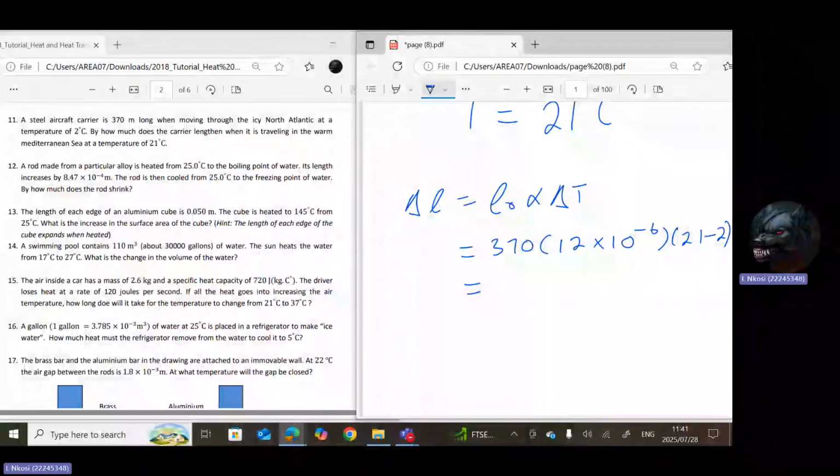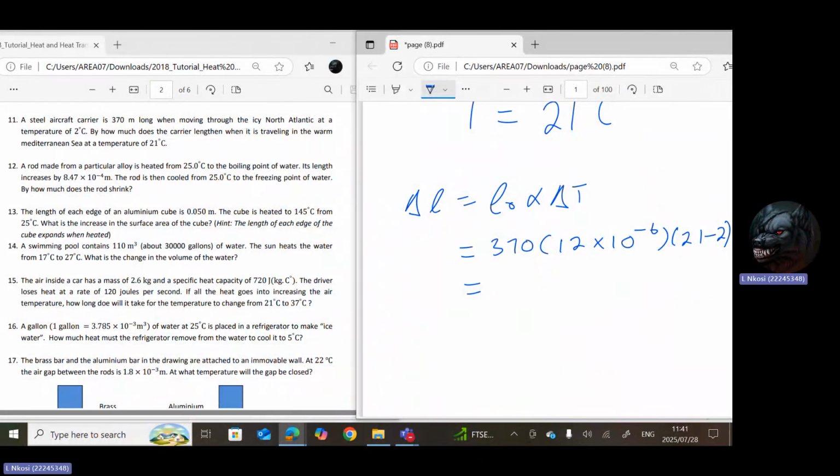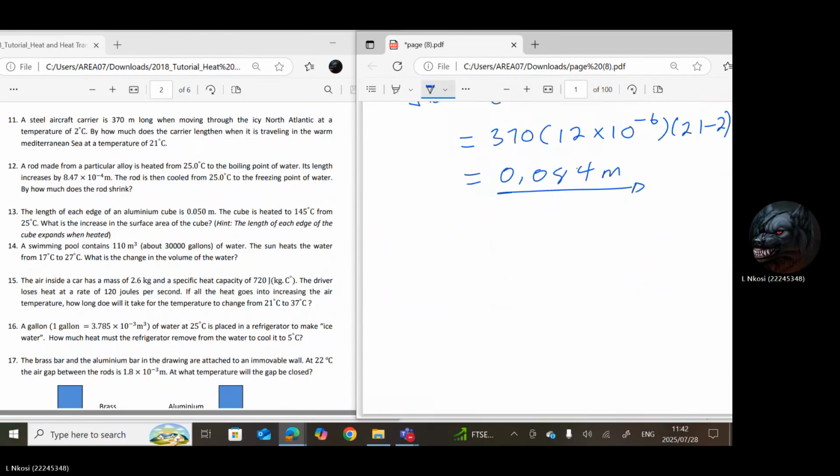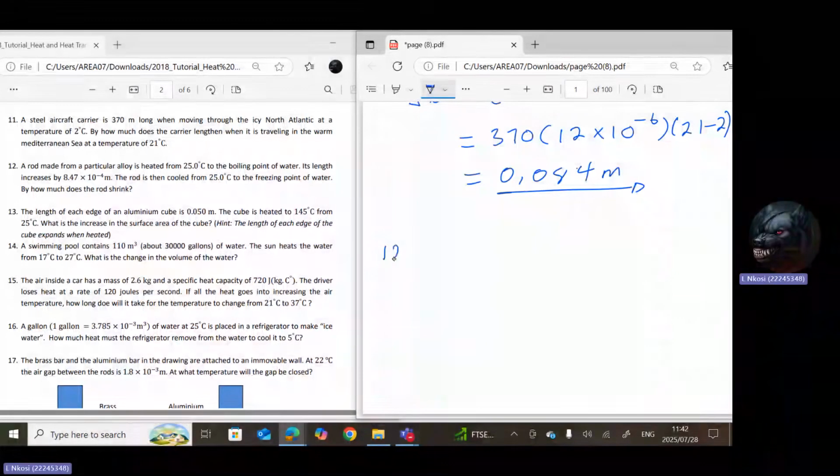So here it would be 21 minus 2, and I get 0.084, which is 84 meters. So that's the change in length of the steel. Then we move on to number 12.